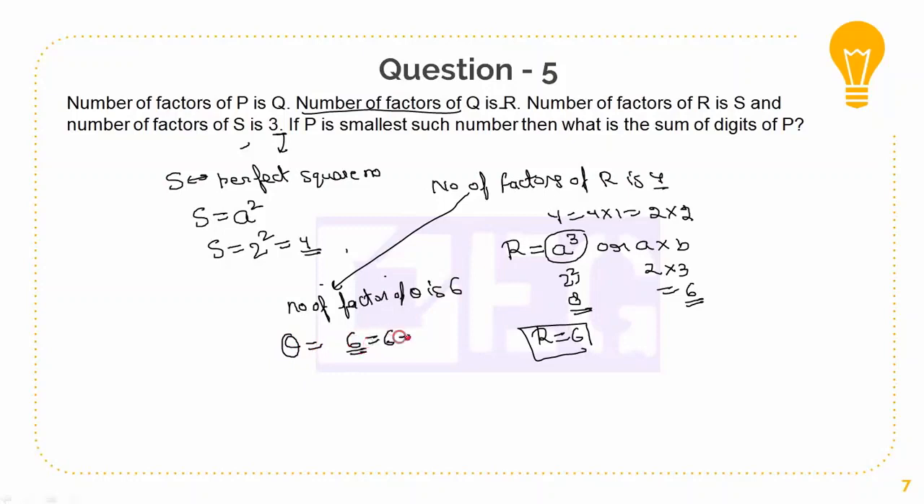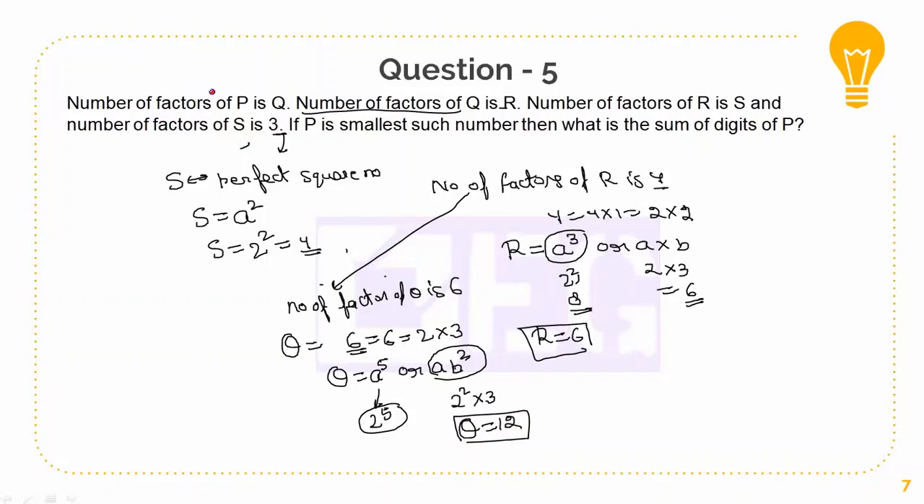Now 6 we can represent as 6 or 2 into 3. So q could be in the form of a to the power 5 or a b square. When it is in the form of a to the power 5, the smallest number will be 2 to the power 5. But when it is in the form of a b square, the smallest number will be 2 square into 3. So the minimum value of q will be equal to 12.